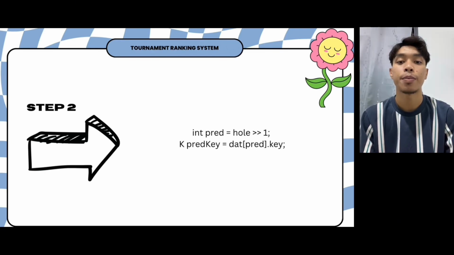Next, we calculate the parent of the hole where we will insert the new element in a binary heap. The parent of a node at position i is at position i over 2. We also use the bitwise shift operator, greater than symbol, for efficient division. We then retrieve the key of the parent node using pred key, which we'll use to compare priorities. The method is defined as public void NQ, with value v and key k.